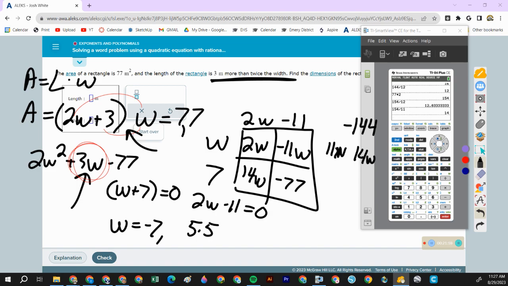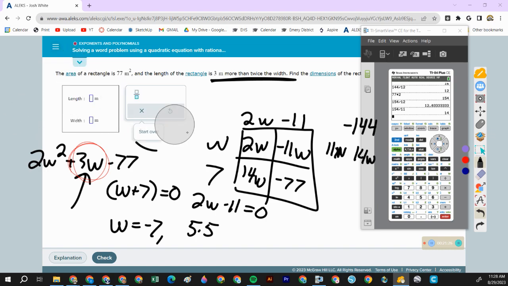What do you think about those answers? What do you think about the negative 7? No. Right. We want to label a rectangle. Can the width of a rectangle be negative 7? No, cannot. So we throw that away. And we know that the width is 5.5.